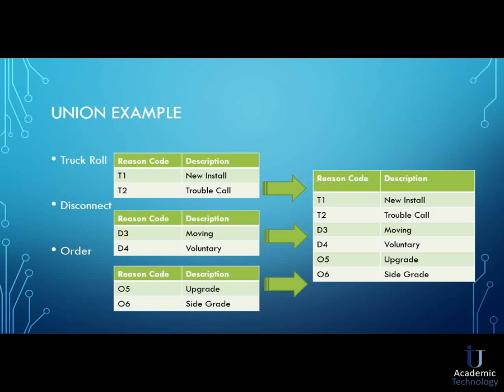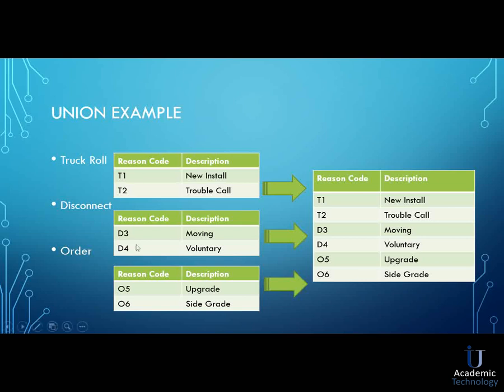Last video we talked about union, and in my attempt to keep these videos bite-sized, I was unable to put in one last real-life example that I wanted to talk about, where you would use union to union different selects. So if we had 3 tables, a truck roll table, a disconnect table, and an order table, and they have different reason codes or different reasons used within those tables to describe something.